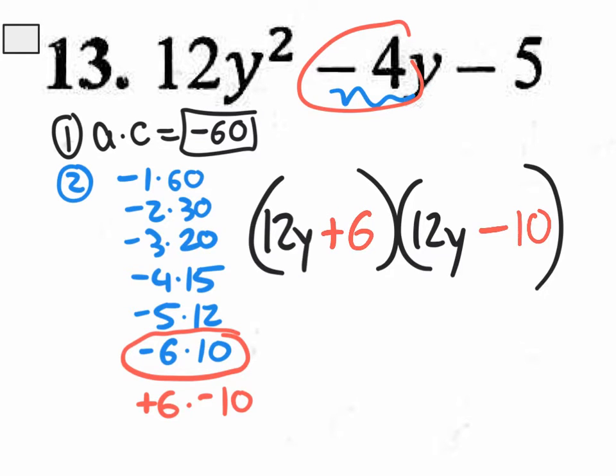Now, step 4, the final step, that was step 3, put in our answer format. Step 4, the final step is reducing by the GCF. So if you look at your first binomial, we could reduce 12 and 6 by what? By 6.